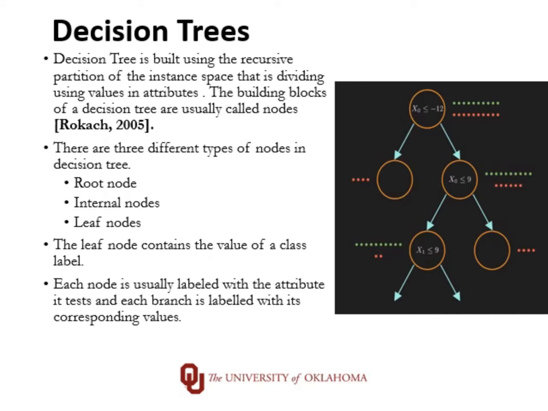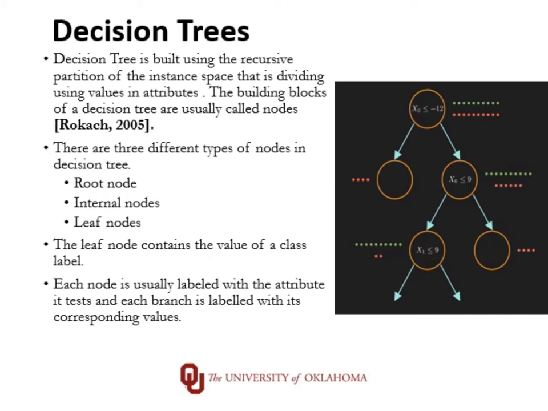The nodes that have only one incoming edge and two or more outgoing edges are called internal nodes or test nodes. All the other nodes that have an incoming edge and no outgoing edges are called leaf nodes. They are also called terminal nodes or decision nodes. In a decision tree, each internal node splits an instance space into two or more subspaces. This splitting is done using values of an attribute.